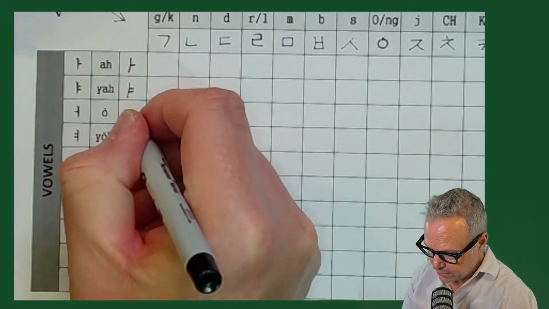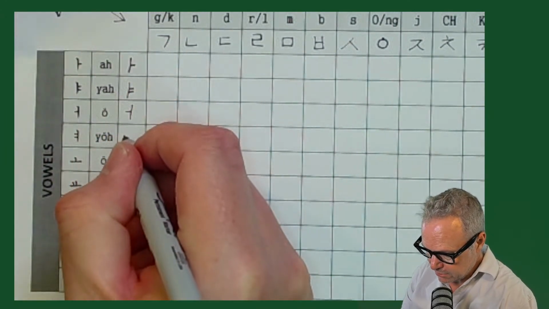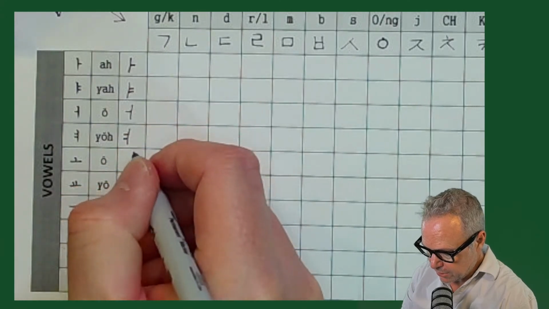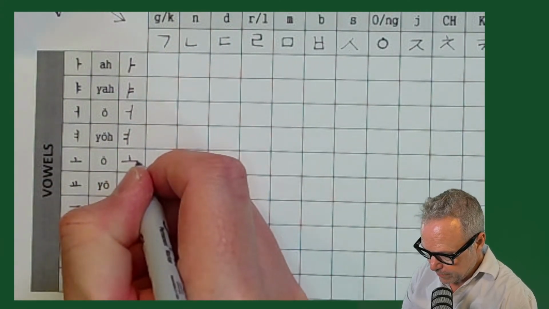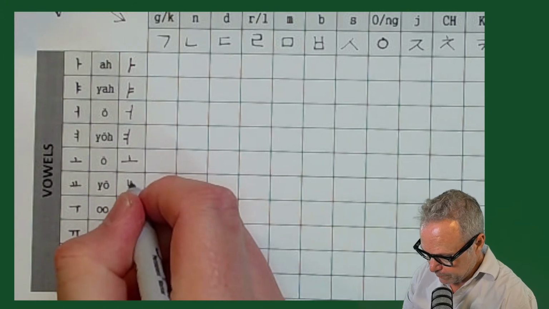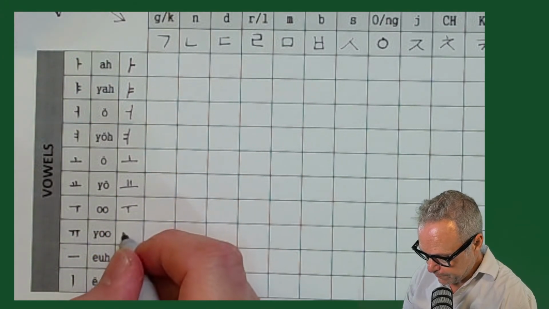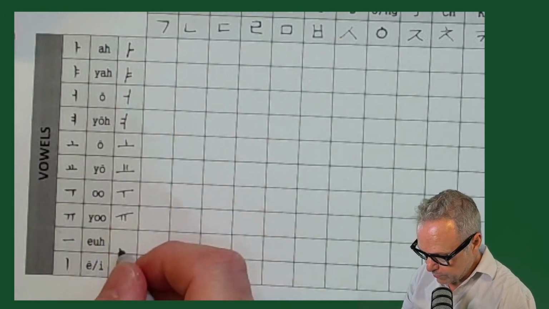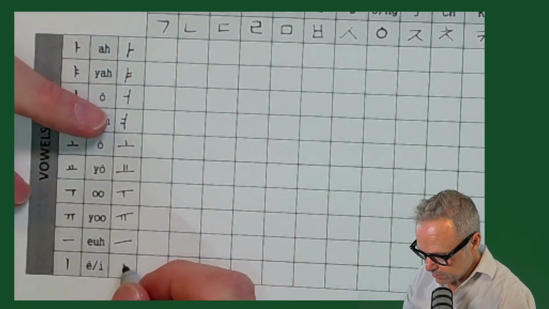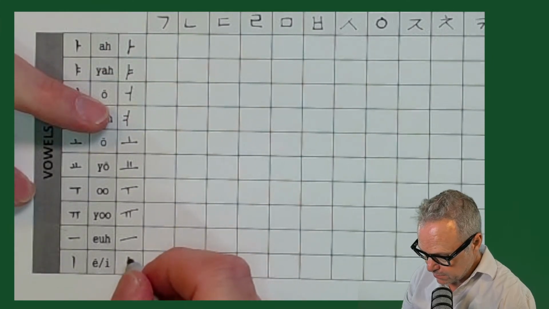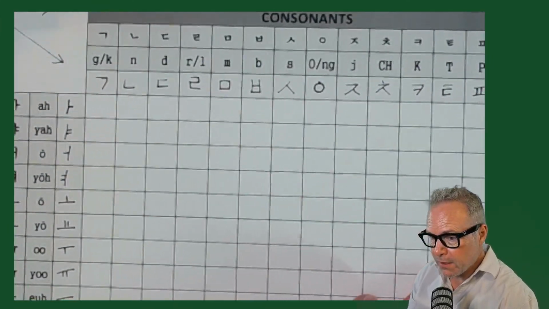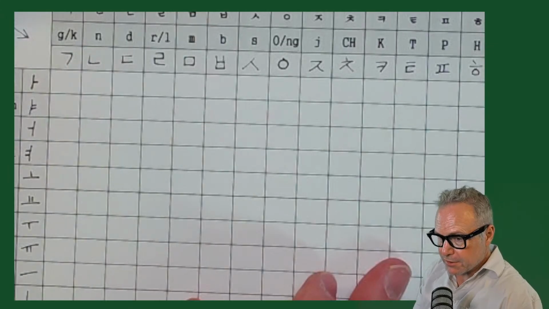Ya. O. Ya. O. Yo. U. U. E. Now we can start doing our combinations.